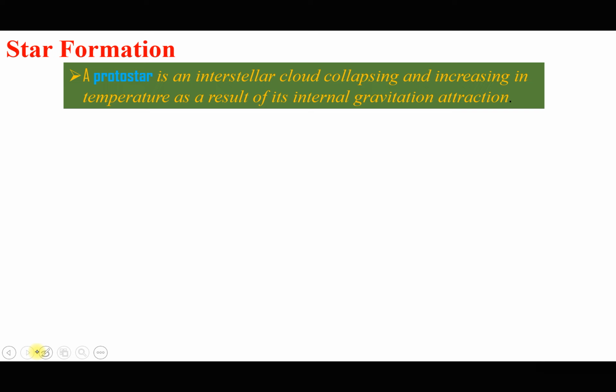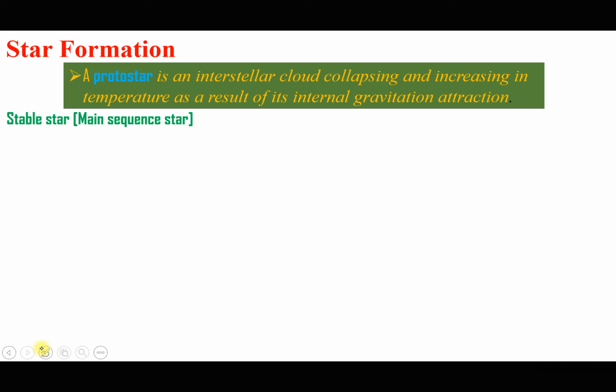So in other words, the interstellar cloud is collapsing. And as it collapses, the gravitational potential energy is transferred to kinetic energy. And as the molecules collide, the kinetic energy is transferred to thermal energy. Therefore, a protostar is like an interstellar cloud collapsing and increasing in temperature as a result of the internal gravitational attraction of the hydrogen gas molecules which are coming closer together. So now a stable star must be formed after the protostar. So how is a stable star formed?